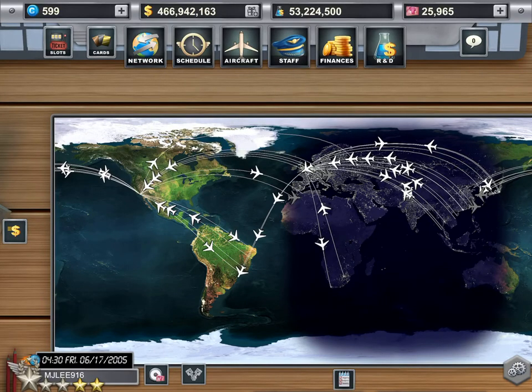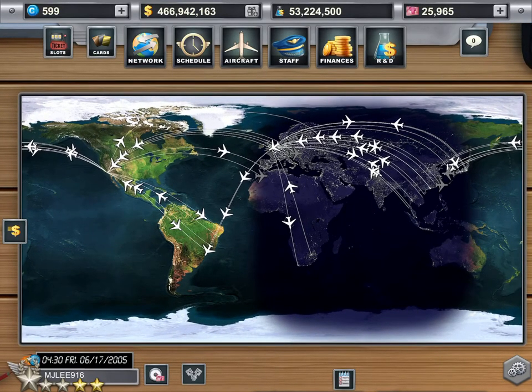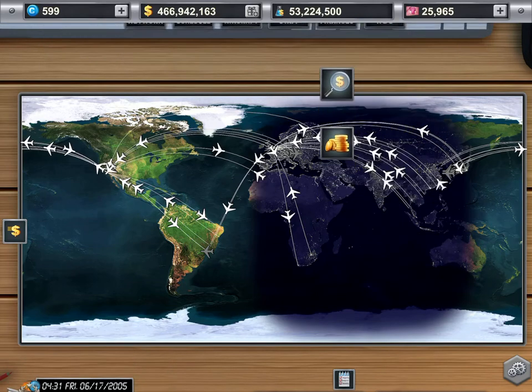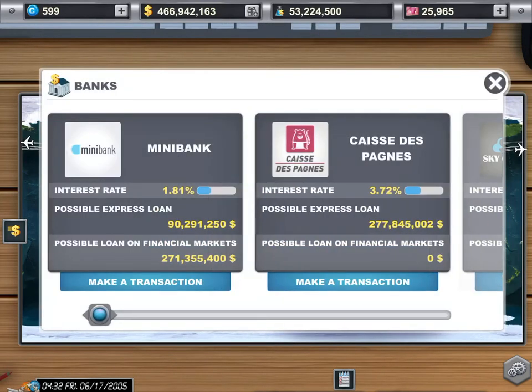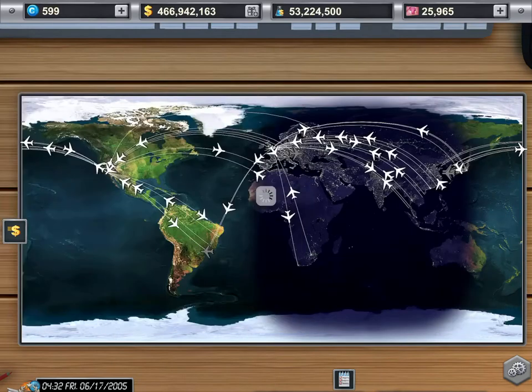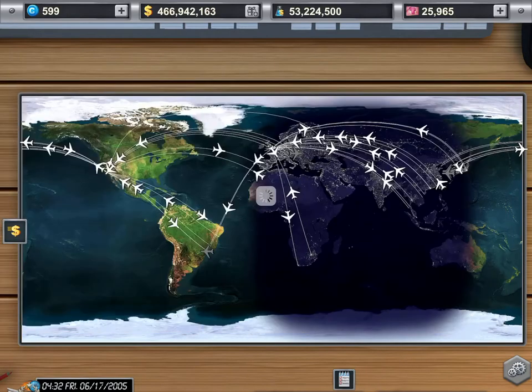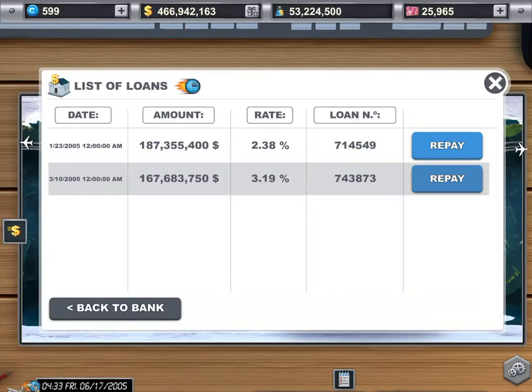Alright folks, just wanted to do a quick video to talk a little bit about when you should pay off your loans in Airlines Manager Tycoon. So I've got some loans which I'll show you. I'm going to go to the Finances tab and go to Banks. And the mini bank is my main bank. If I click into List of Loans, I've got two loans here.